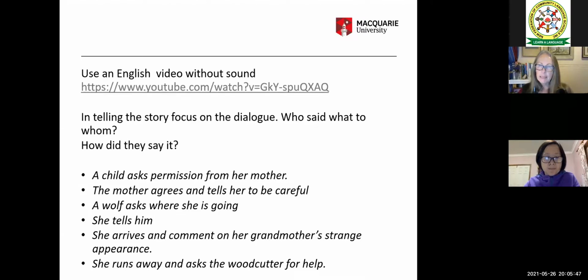The mother agrees and tells her to be careful. She meets the wolf and they have a conversation, where are you going? And she tells the wolf where she's going. And then she arrives and she has that conversation with her grandmother, who's not really her grandmother, because he's really the wolf. And then she runs away and she asks the woodcutter for help. So there are lots of different communication situations with different sorts of politeness in a story like that.